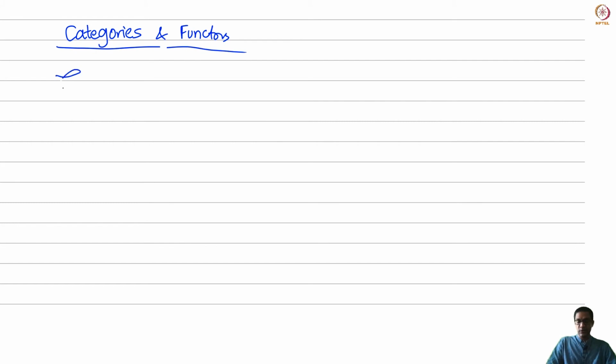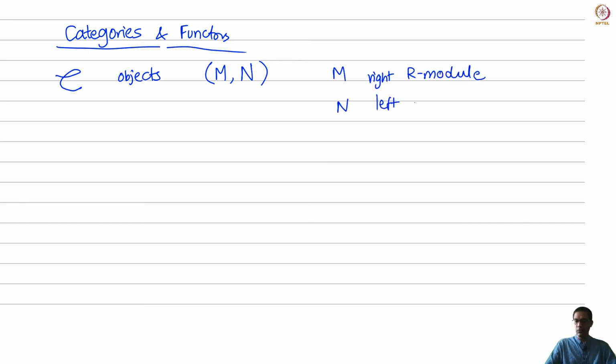So let me define a category C. The objects of this category are pairs of objects. What's a typical object in this category? It's a pair m comma n, where m is a right R module and n is a left R module. This is like a product category, if you wish.